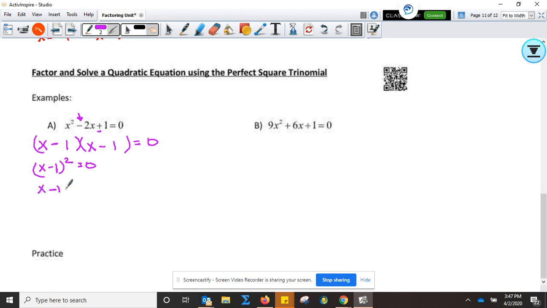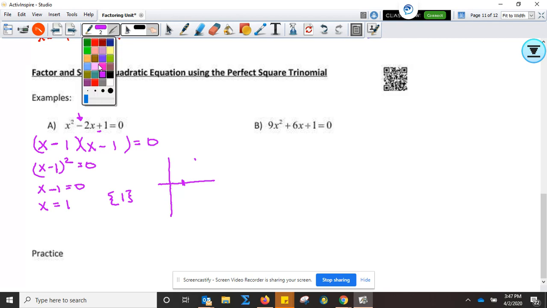So when we solve this, we just need to do it once. So x minus 1 equals 0. X equals 1. So your solution is going to be a 1. That's going to be a double root. What that means is when it is hitting the x-axis at 1, it's going to bounce and it's going to come up. So it's going to come down like a basketball and it's going to pop back up there at 1. All right, so that's a double root.